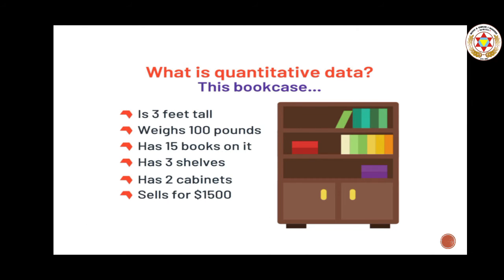So here again, the quantitative data in the same case of the bookshelf can be its height. It is 3 feet tall, its weight, how many books there are, how many shelves this bookshelf contains, are all a definite number. So this is an example of quantitative data.